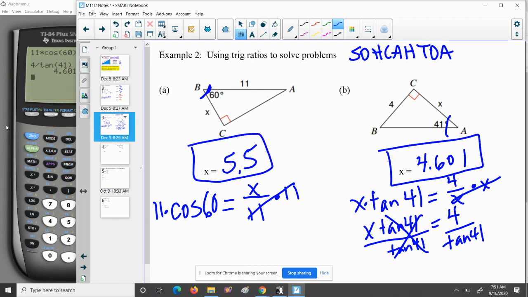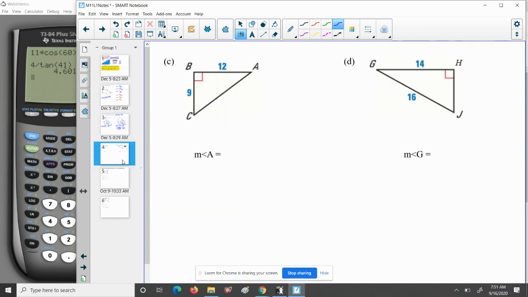All right. Let's take a look at some more. This time we're going to be solving for some angle measures, so it's going to be a little bit different. Take a look at this one. We want to solve for measure of angle A. So angle A is our reference point. We don't have the measure of angle A, but that's still our reference point.